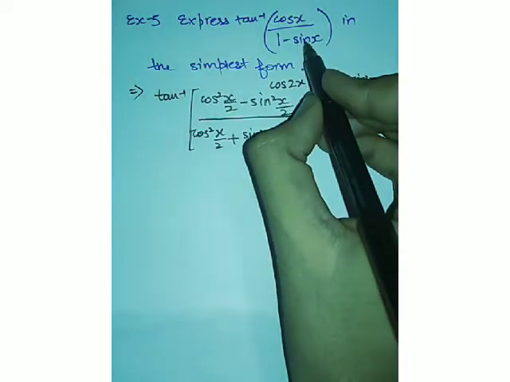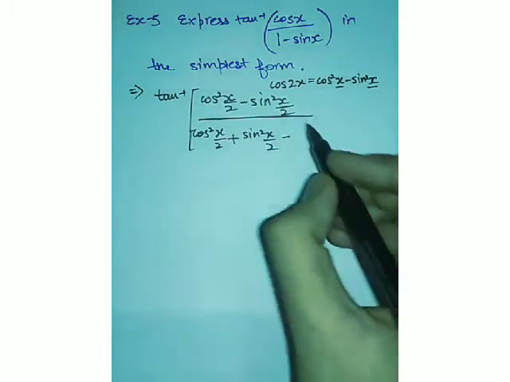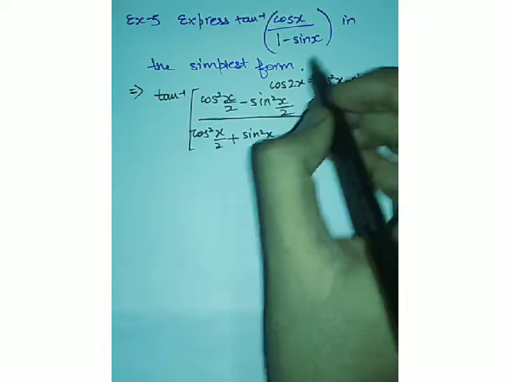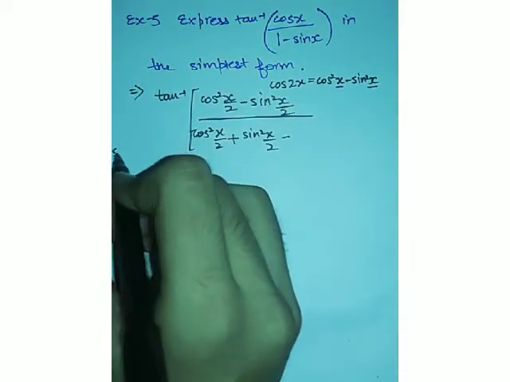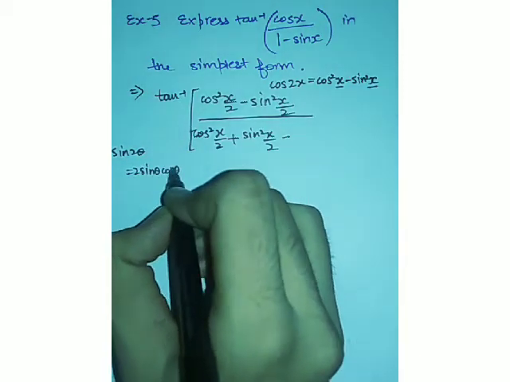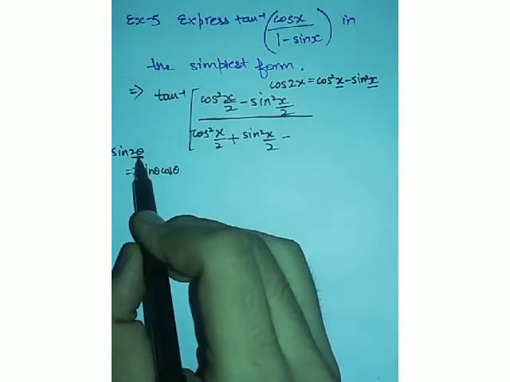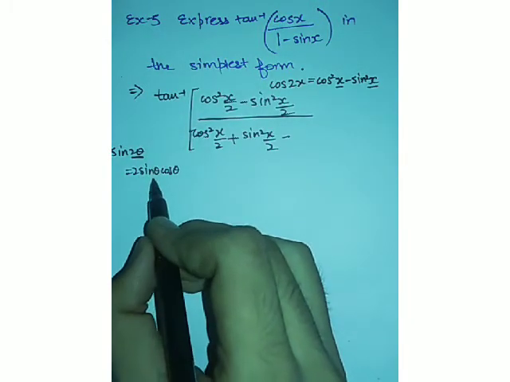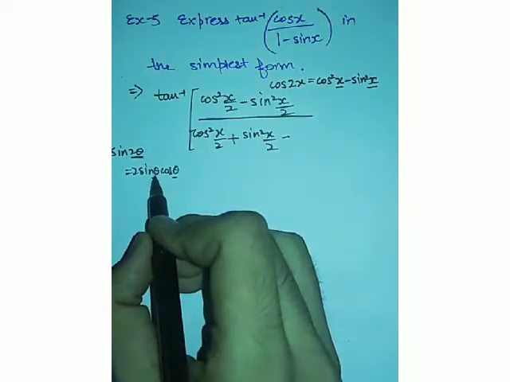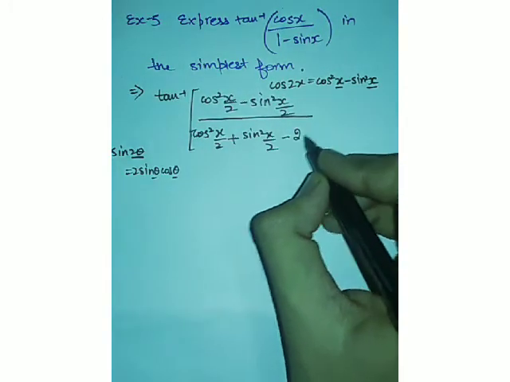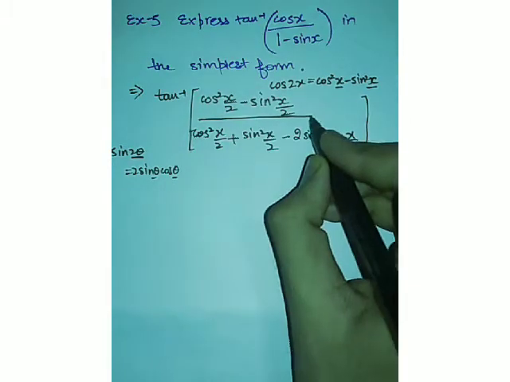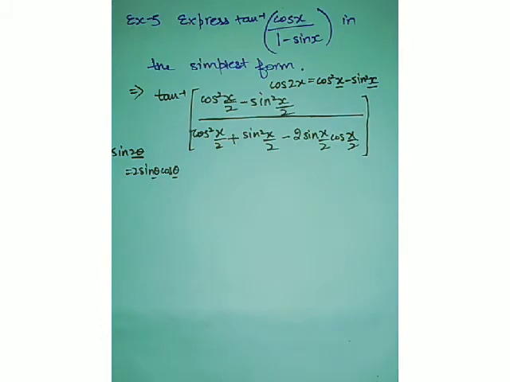And what was the identity of sin 2 theta? We have just seen that sin 2 theta is equal to 2 sin theta cos theta. I'll write it for your convenience: sin 2 theta is equal to 2 sin theta cos theta. If here it's 2 theta, then we take its half and the theta will become only 1 theta and 1 theta. Now here it's only sin x, so it will become x by 2 and x by 2. So it will be 2 sin x by 2 cos x by 2. This is how we have started the simplification of our given term.